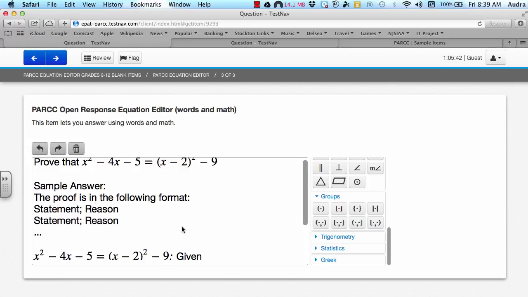And these are the two odds and ends that you should know about prior to taking the PARCC Algebra 1 assessments within the next few months.